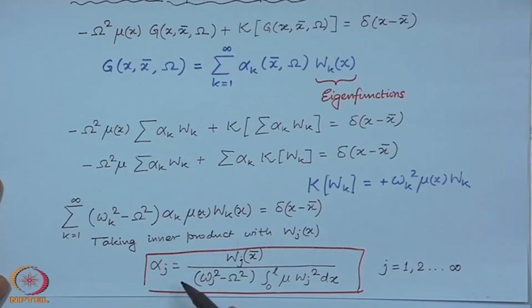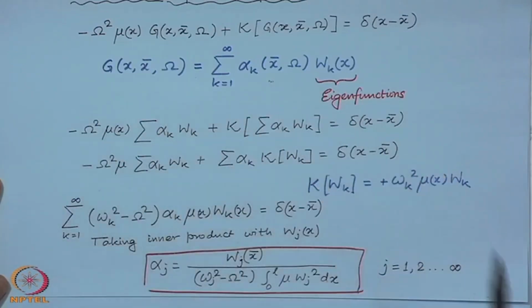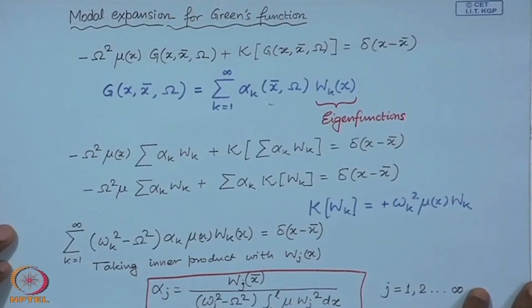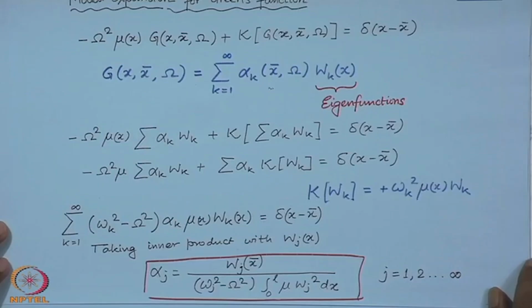And once I have this, I can substitute back in here, and I have the series expansion of the Green's function in terms of the eigenfunctions of the problem. So, this is how we can also solve for the Green's function using the eigenfunction expansion, a method which we have also discussed in detail in the previous lecture.